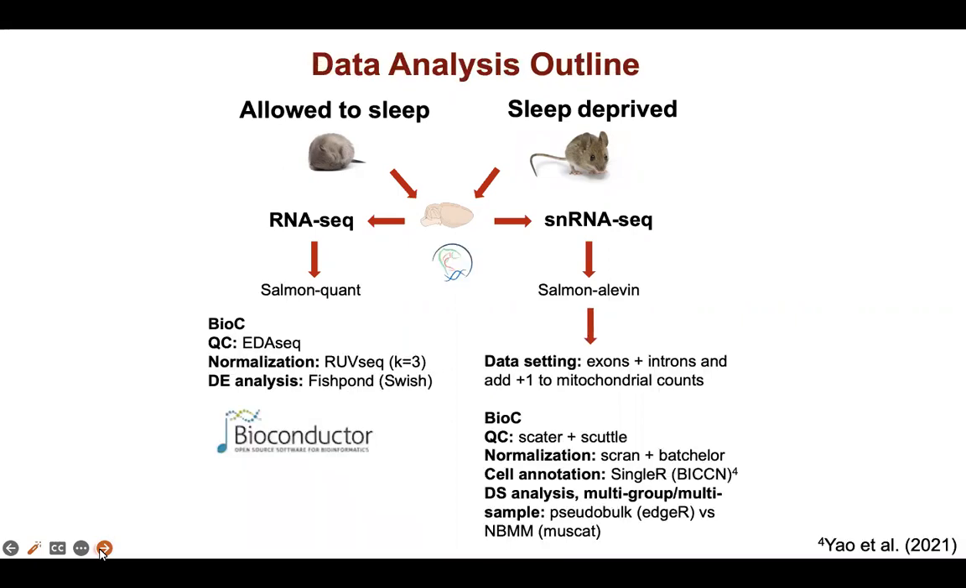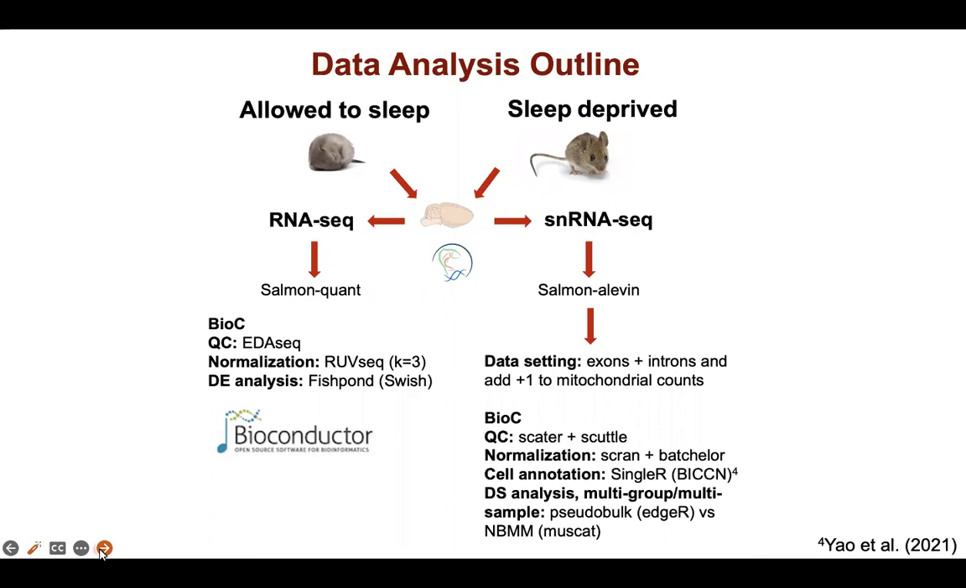Our RNA-seq data was quantified using Salmon quant. We performed upper quartile normalization using the EDASeq package. We estimated batch effects using RUVSeq and had a k of 3 at the transcript and gene level. We used the Swish method from fishpond for differential gene expression, differential transcript expression, and differential transcript usage analysis. Differential transcript usage looked at how the proportions of transcripts changed across conditions.